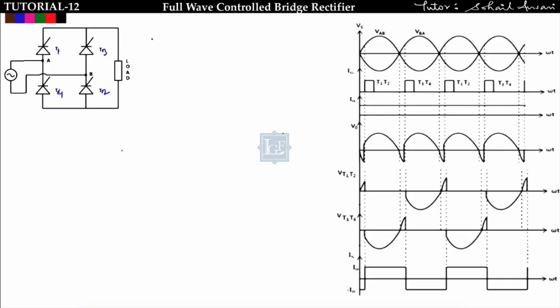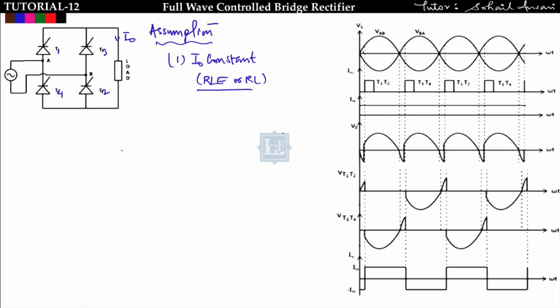So here I am assuming one thing, that the load current is constant. I am assuming that I naught is constant. This is the I naught. Constant means a highly inductive load is taken. So the highly inductive load is either RLE type or RL type of load, and I am assuming that the load current is constant. Then I will do the operation.